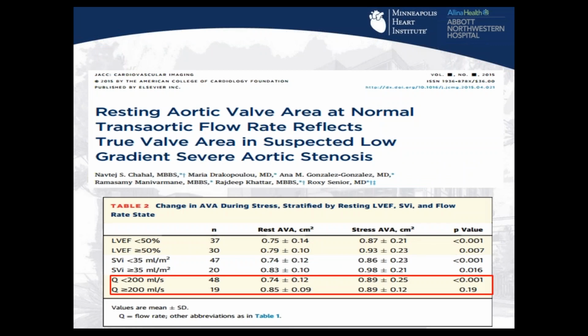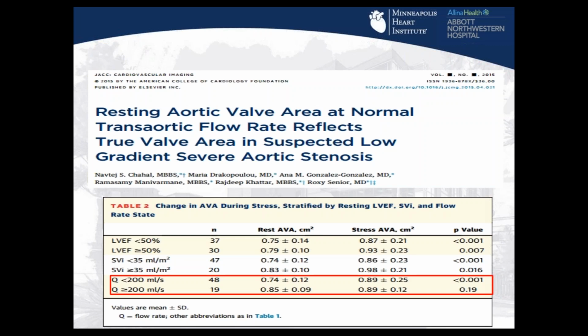So this is a paper that came out in JACC Imaging a couple of years ago. Actually, it didn't get a lot of attention. I think it's an important paper. What these people asked is exactly the question I'm just proposing here: if you calculate the flow rate on patients with low ejection fraction and low stroke volume index, and their flow rate at baseline is more than 200, which is normal, do we need to do dobutamine on these patients? What they showed is that if you're starting with a flow of more than 200 and you give dobutamine, the valve area doesn't change, as compared to patients who have a flow less than 200, where the valve area changes when you give dobutamine.